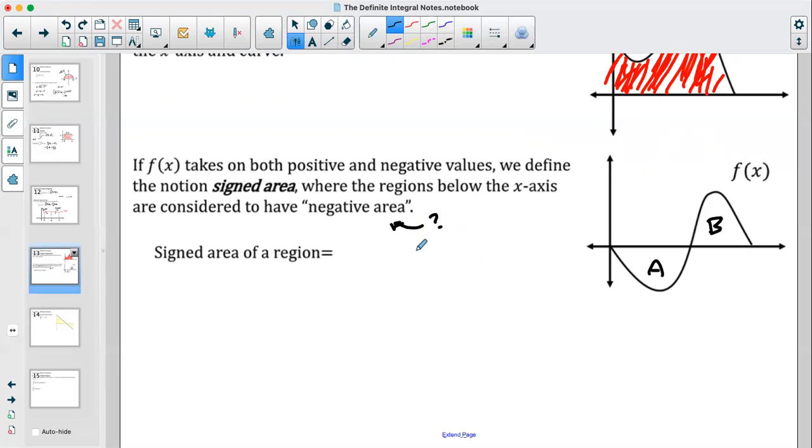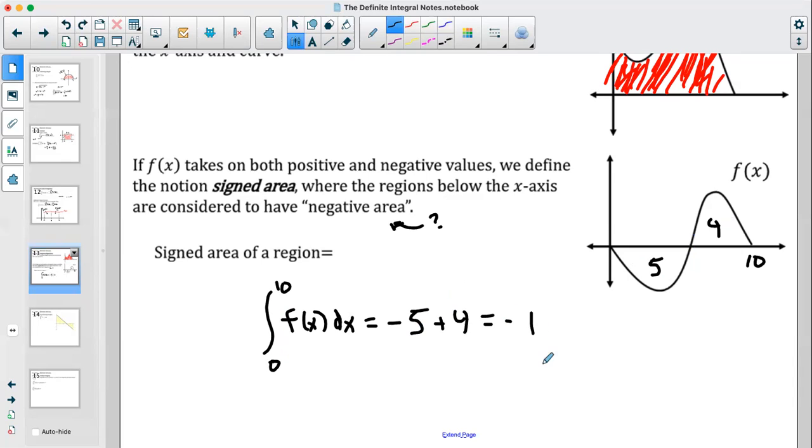It basically just means that, let's say this area here was 5 and this area here was 4. Then, let's say that this is 0 and this is 10 or something. The integral from 0 to 10 of that curve is going to be this and this, but this counts as negative. So you'd say something like -5 plus 4 equals -1. Basically, any area between the curve and the x-axis when the curve is below the x-axis is negative.